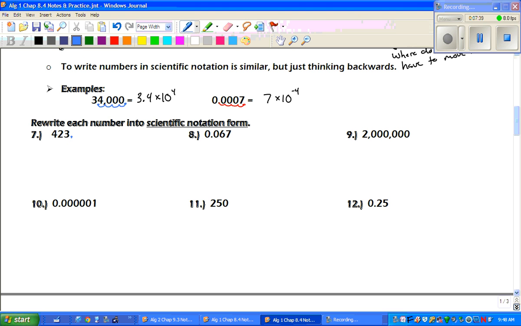We move it 2 spots to the left. They move it 2 spots to the right. So it's going to be a positive 2. We have to move it 2 spots to the right. They have to do the opposite. So it's 2 spots to the left. Number 9, we have to move it 6 spots to the left. They have to move it 6 to the right. Why don't you try 10, 11, 12? Go ahead and pause the video and let's see how you do.